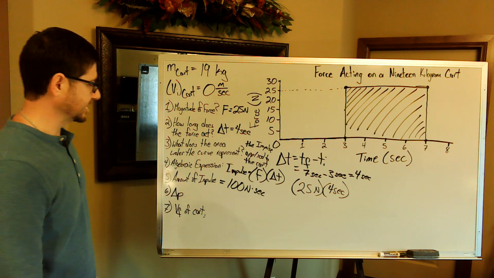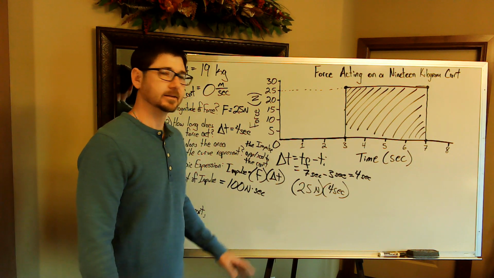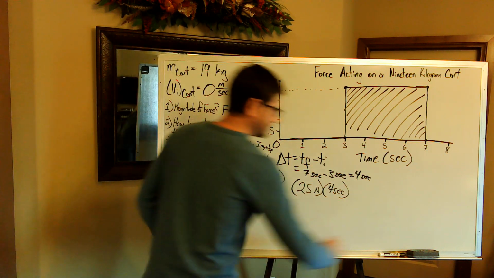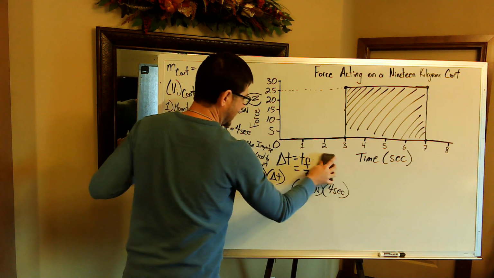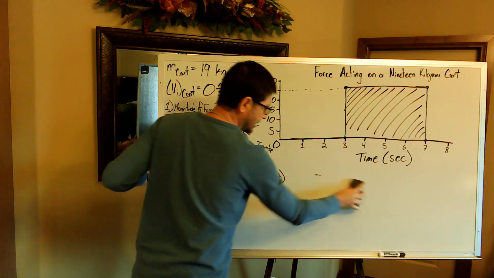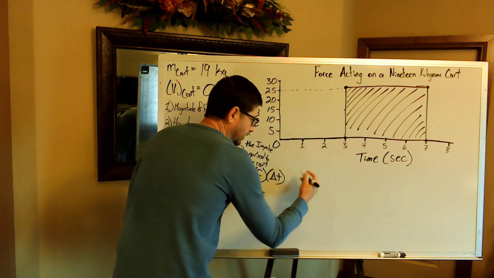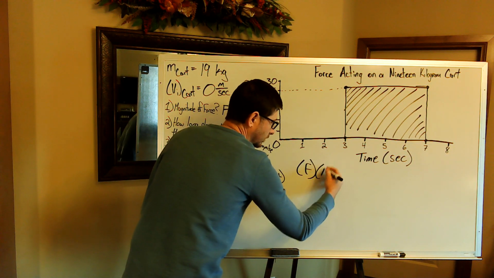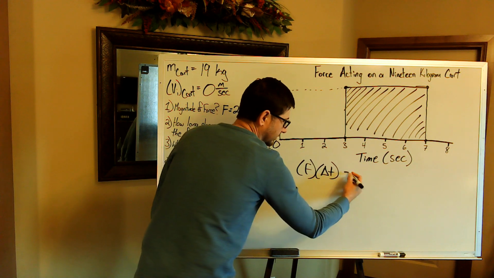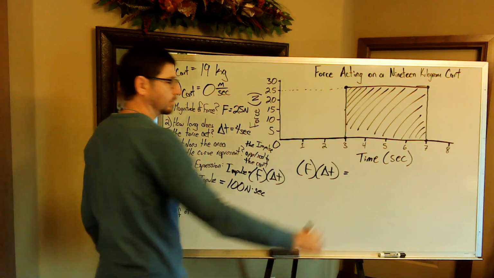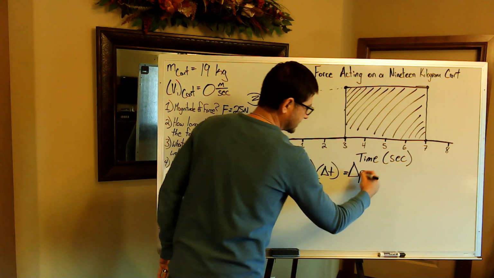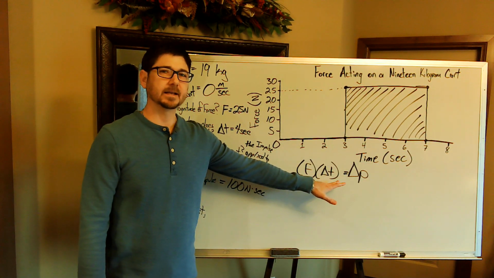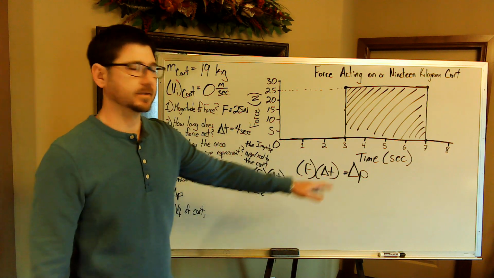On number 6, it wants us to calculate the change in momentum of the cart. Now, we know that the impulse momentum theorem is going to be the applied force multiplied by the time interval, and this is going to equal the change in momentum of the object. Well, right here we've already calculated the amount of impulse applied to the cart.